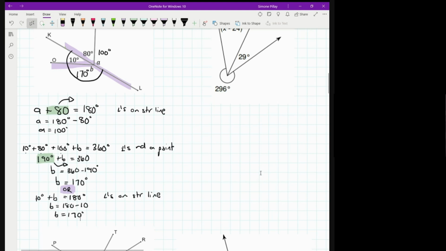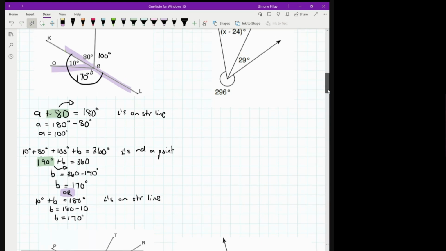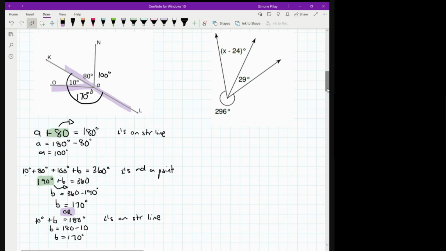Again, different tools that can do the same thing. One way is faster. In this case, I think they were both about the same. Angles on a straight line was better, but it depends. Sometimes you don't see the most obvious thing, and so you don't have to go the most obvious way. If you see another way to do it, you are more than welcome to do that.